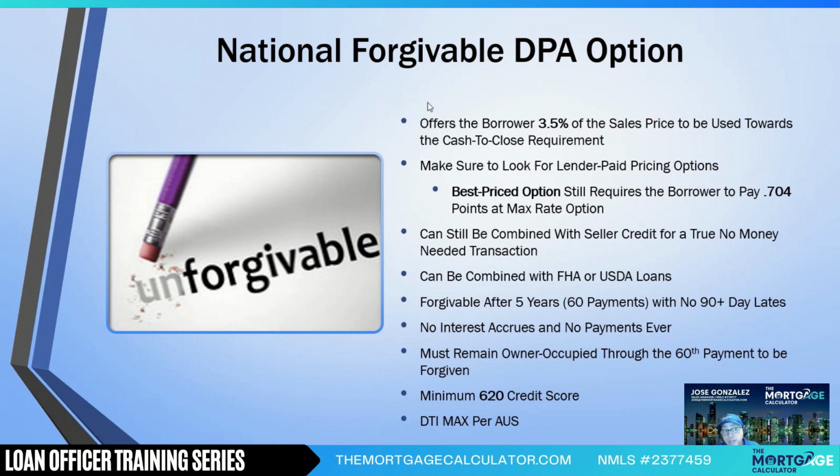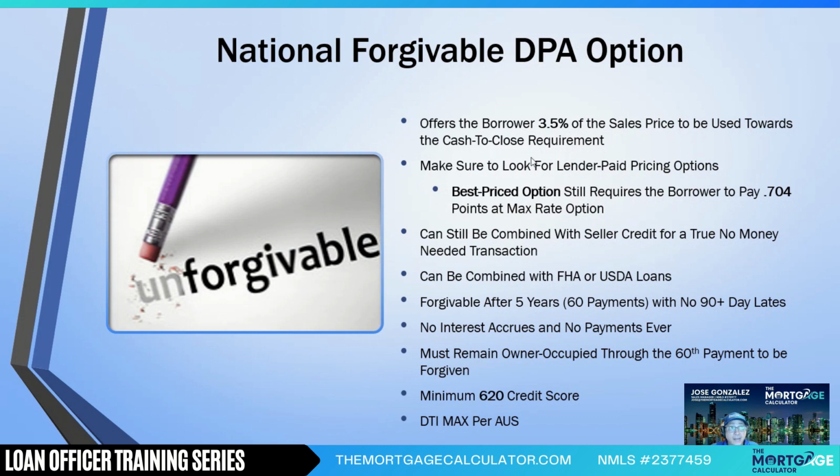Now, no interest ever accrues, no payments are ever due, so they may not forgive it if you're just a slacker on the payments, but it's not like they're hitting you with accrued interest because there is no interest on that loan due ever. Minimum 620 credit score for the forgivable option, and the DTI max on that is whatever AUS says.